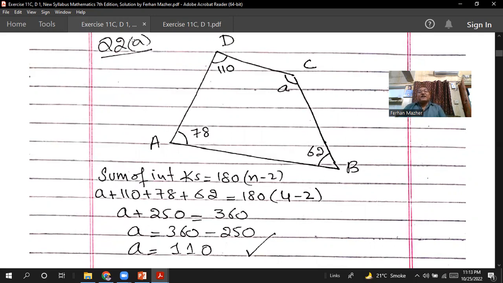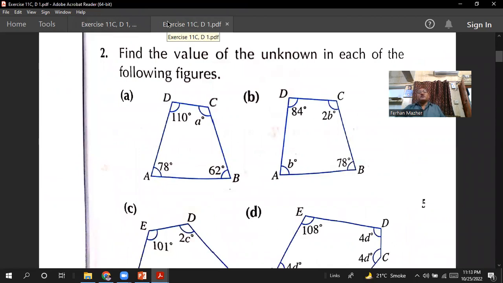So 110 + 78 + 62 will be 250. So A + 250 = 360. So A will be 360 - 250, and A will be 110. So this is how you will do question number 2, A part.